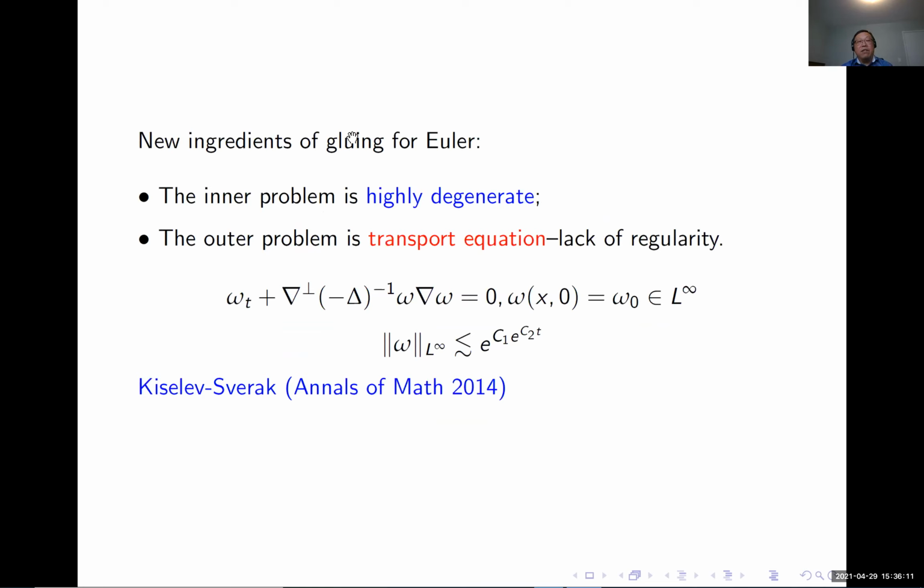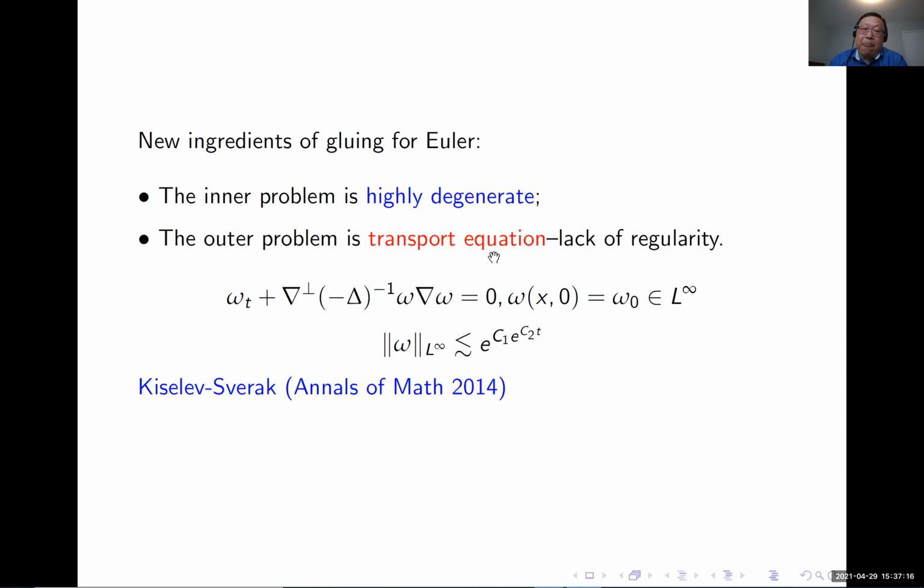So what are the new ingredients for the gluing method for the Euler equation? As we're going to see, the inner problem is highly degenerate, and the outer problem is a transport equation. Now, for the transport equation, you cannot gain any regularity. Whatever your initial condition is, you have the same regularity as your initial condition. So if your initial condition is L infinity, for example, you can prove that you still have L infinity, but with a double exponential growth in time t, which is extremely bad. And in fact, Kiselev and Šverák showed that this can be attained. You can have examples with double exponential growth.